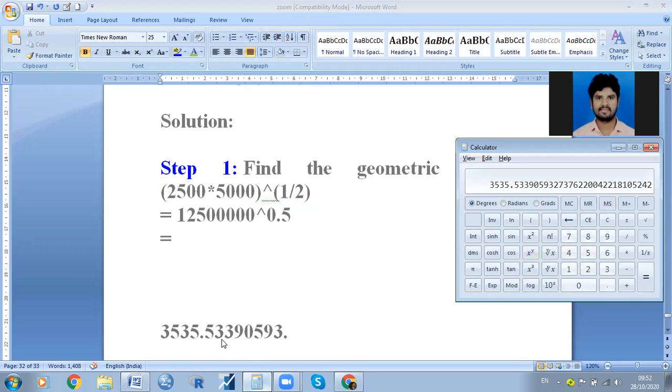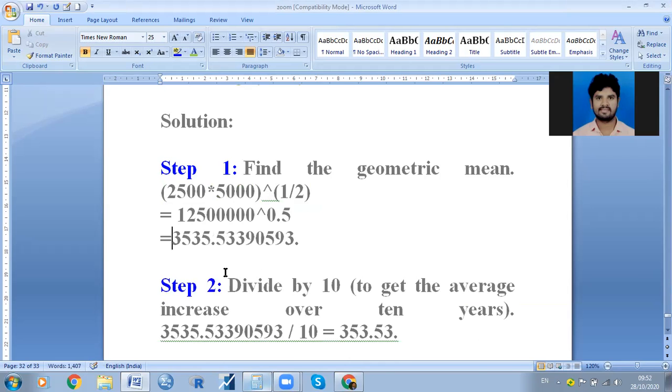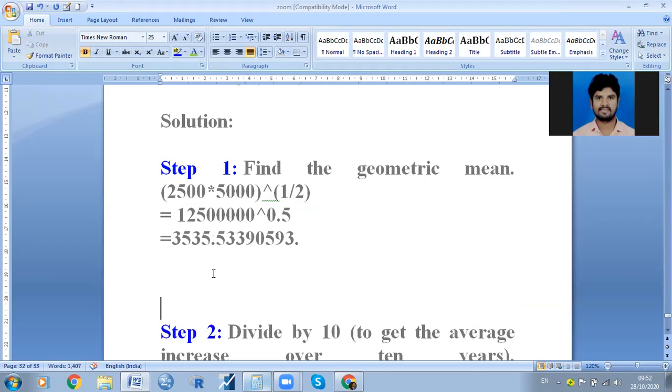So these values are more or less equal, 3,535.53. Okay. Then this is the geometric mean, so the average of the geometric mean is $3,535. Dollar symbol also. Yeah. Okay.